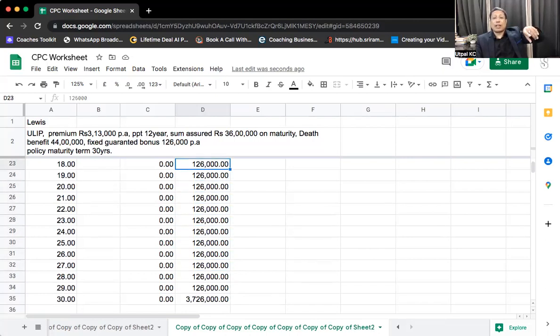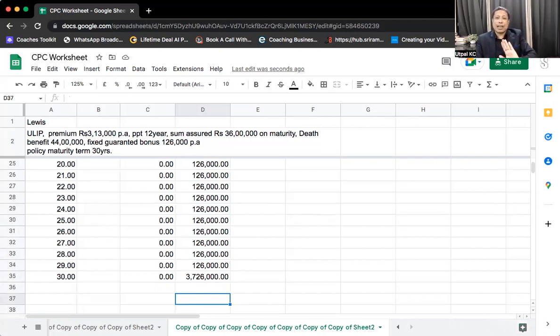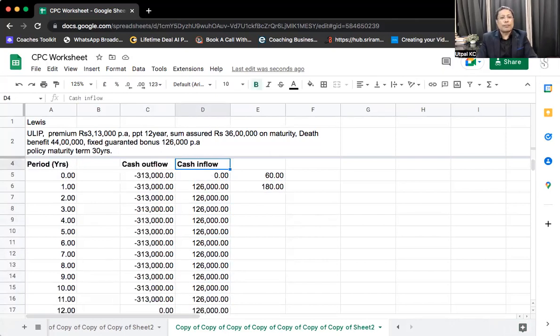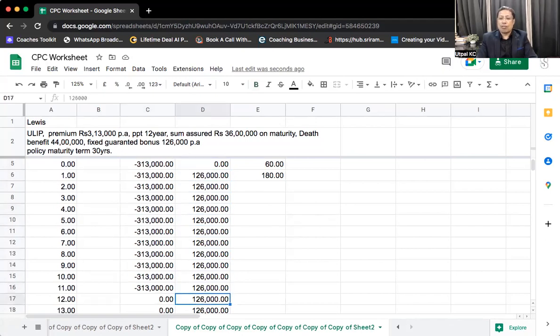Now, please check. Whatever you are saying, I am doing that. Lewis, this is good. This is the promise, right? Whatever you are saying, I am taking as it is. Checked once more, but you know how to do that calculation. Sir, bonus will be outflow? Yeah, bonus is inflow, right? These are all cash inflows, and these are outflows.